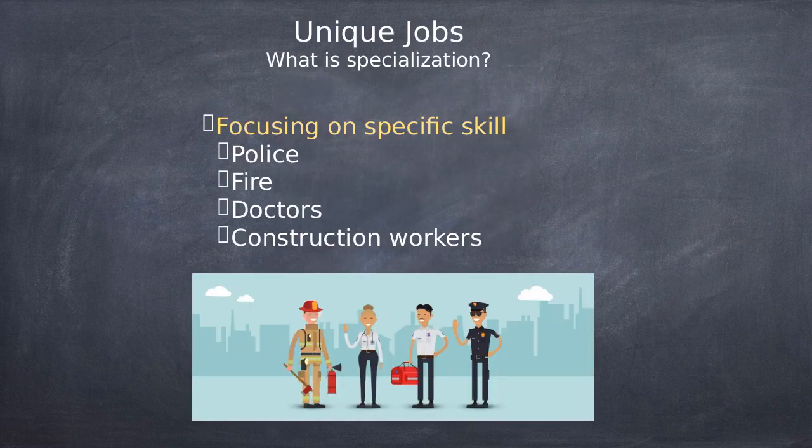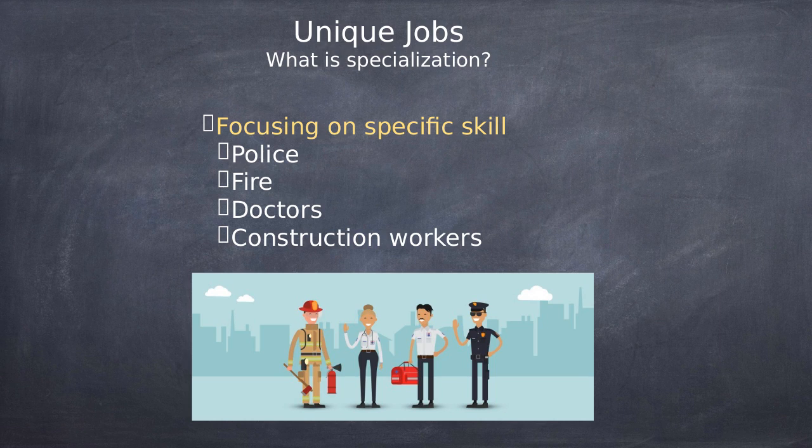So first and foremost, we're going to look at unique jobs and figure out what specialization is. Specialization is just focusing on a specific skill. Okay, so you have police officers, you have firefighters, you have doctors, and you have construction workers. Those are all jobs. But within those jobs, people have specific skills. All doctors aren't equal, okay? So a doctor may specialize in children's medicine, and another doctor may specialize in surgery. Those are specific skills, and that's what specialization means.